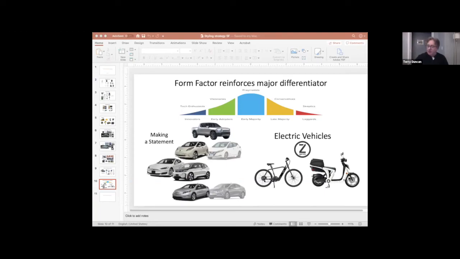Again, if I was designing a product for my mother, it would be a different product, with a different form factor, than a product I would be designing for my nieces and nephews.